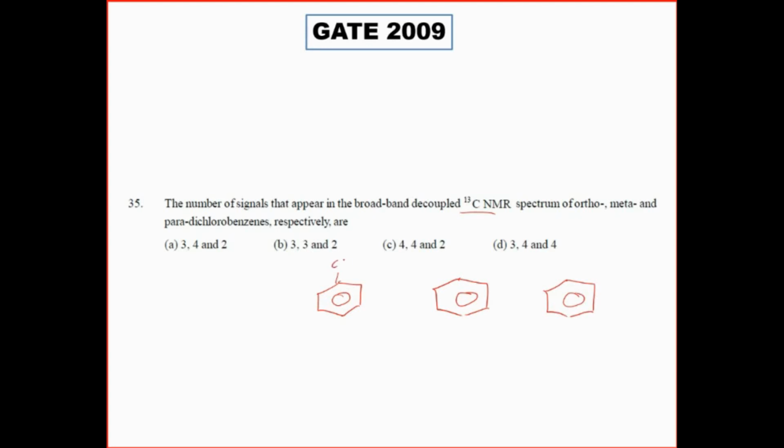So ortho dichloro, meta dichloro, para dichloro. Quickly tell me how many carbon signals? Connectivity. Ortho: 3 carbon signals. So option C.